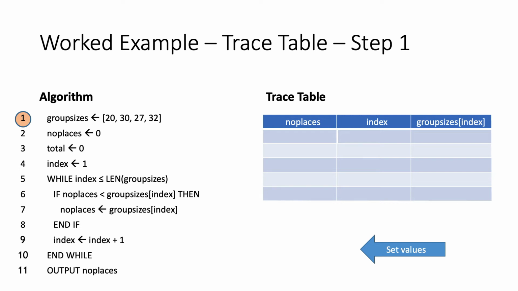So we're going to set this array up, group sizes. Because it's an array, it goes in square brackets with the values just after it. It moves to line 2, and it sets the number of places to 0. I'm going to record that in my trace table because that's one of the identifiers that it wants me to trace through. Next thing we're going to do is set total to 0. We then move to line 4, set the index to 1. We're going to record that in our table because that's part of what we're being asked to do. So this whole section is about setting values, setting things up, initializing the data.